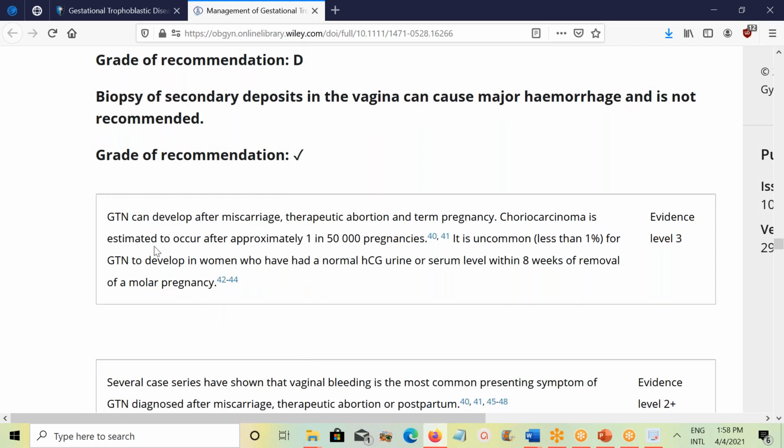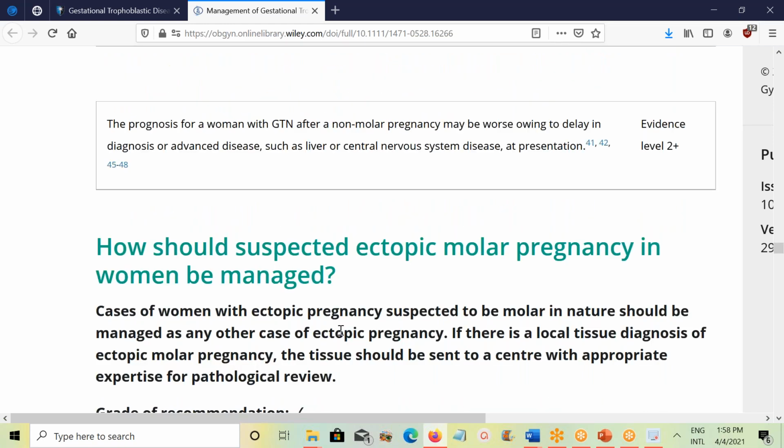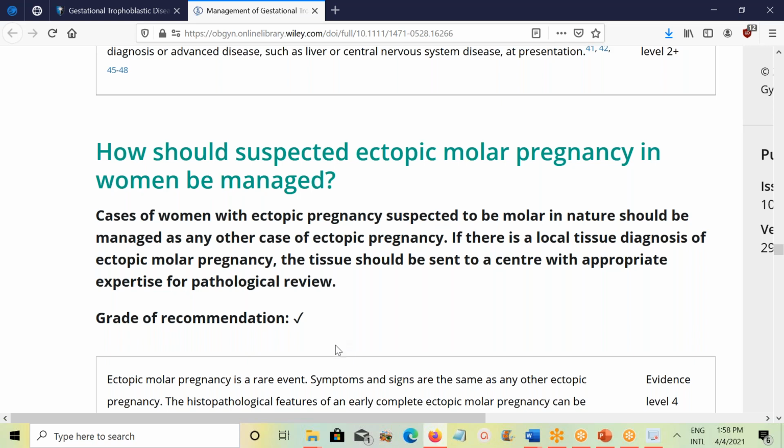Choriocarcinoma has an incidence of 1 in 50,000, but if the beta HCG level has returned to normal within 8 weeks, then the chance of having GTN is less than 1%. This is what I'm telling you, okay? Case series have shown that the most common presentation of GTN is vaginal bleeding. So anyone whose level is not returning to normal and who has bleeding after birth, we need to investigate her.